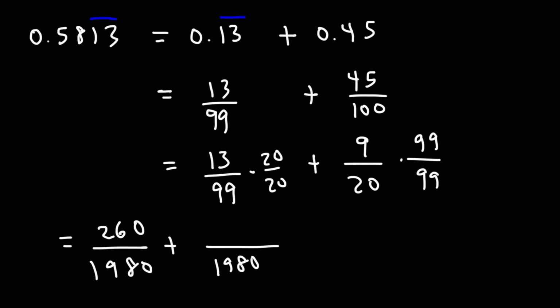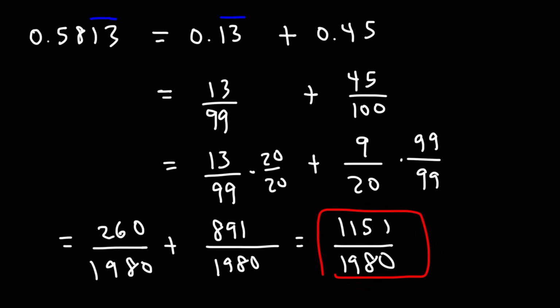99 times 9. That's 891. 891 plus 260 is 1151. So this is our final answer: 1151 over 1980. And we can't really reduce this fraction, so we're going to keep our answer like this.